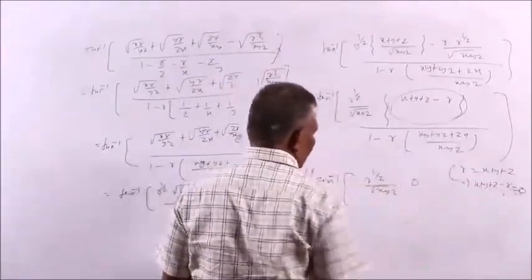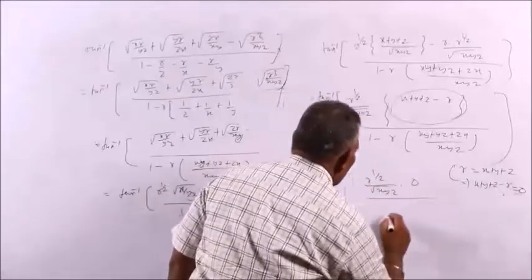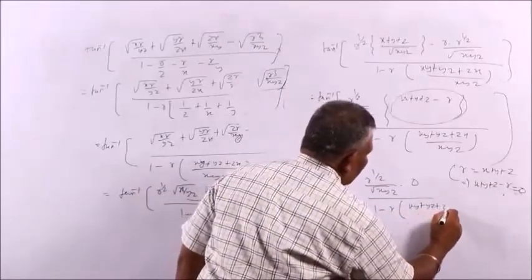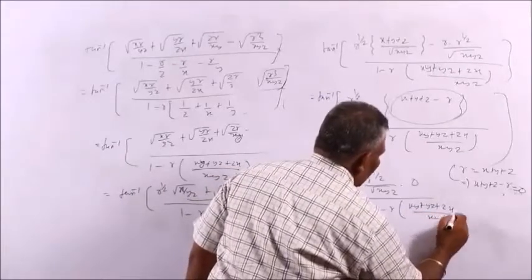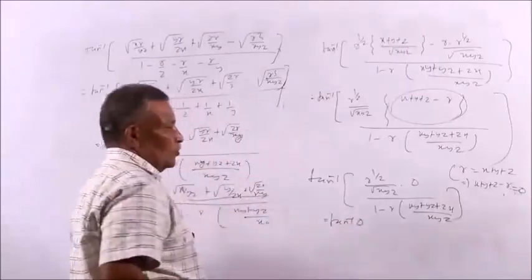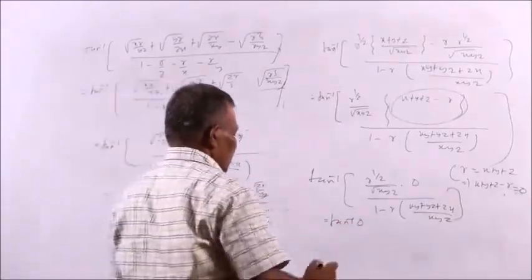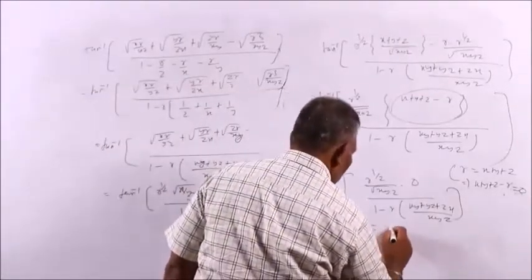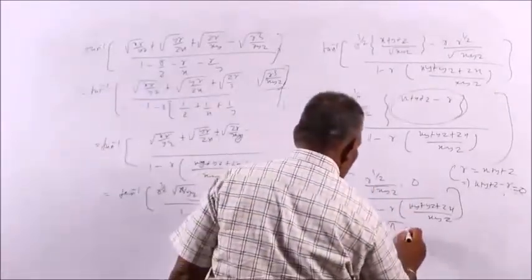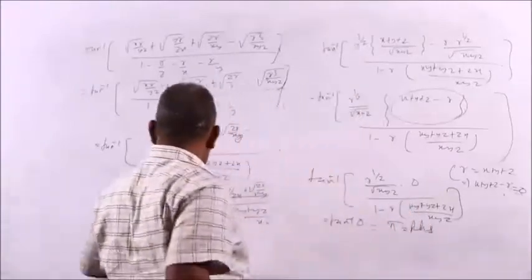I have written the reasoning here. Divide by 1 minus r (xy plus yz plus zx) whole divided by xyz. That is tan inverse 0. We know that tan pi is 0. So tan inverse 0 will be pi, which is equal to RHS.